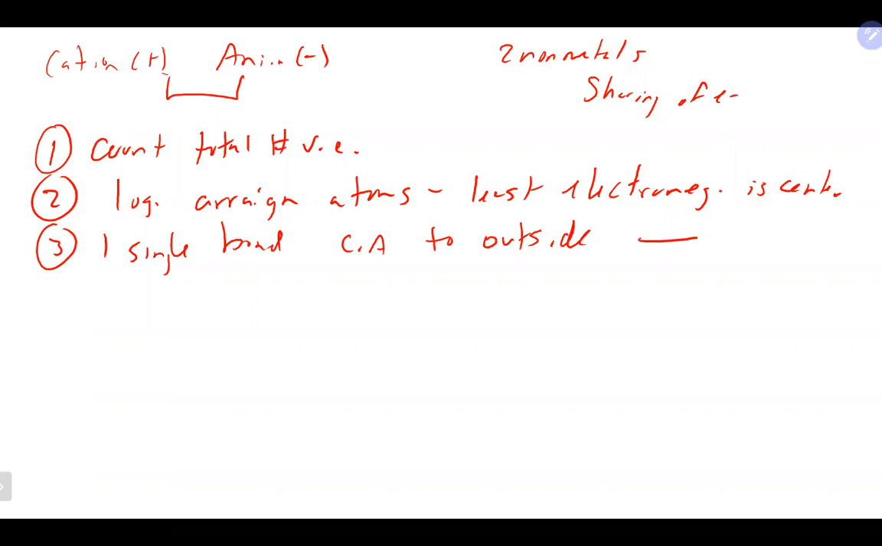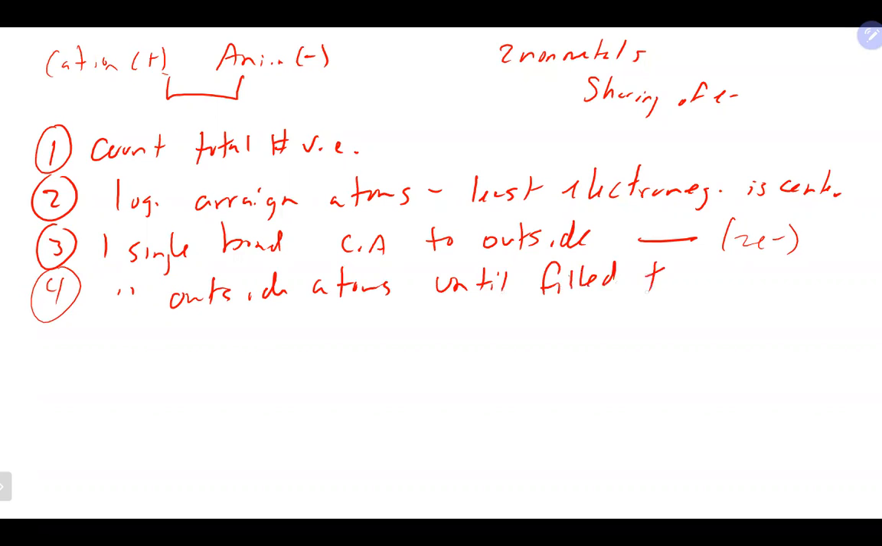Remember that basically each line is 2 electrons. So that's going to obviously use up a certain number of electrons for you. You'll have a number of electrons that are left. Those go on the outside atoms first, in pairs, until filled. Then to the center atom, also in pairs, if you should still have leftover electrons. At that point, you should have used up all your electrons.